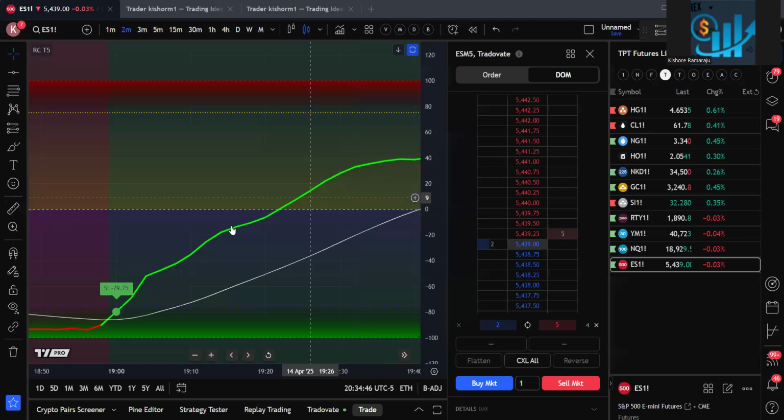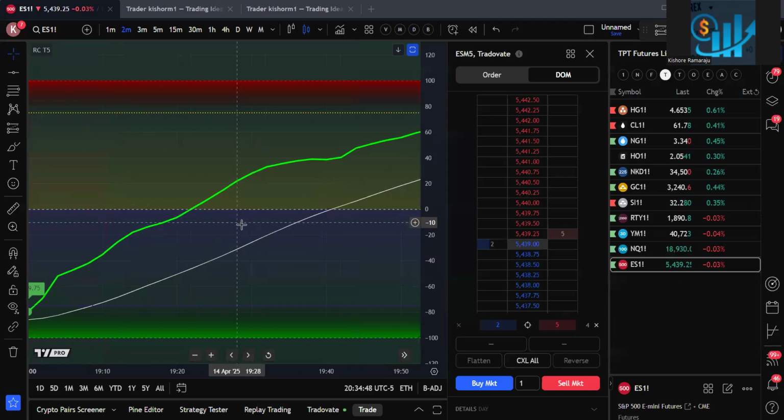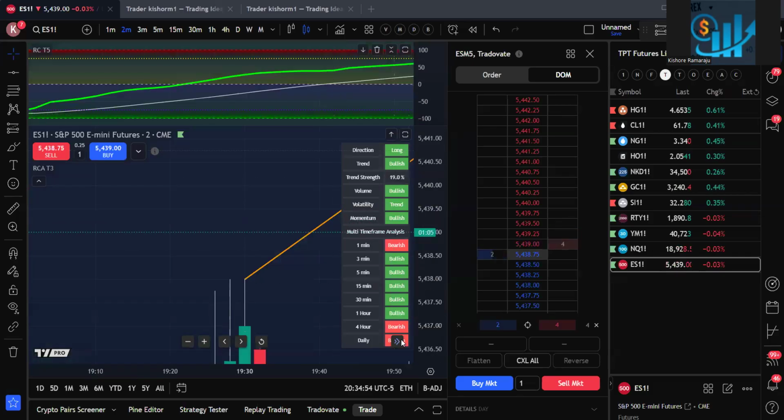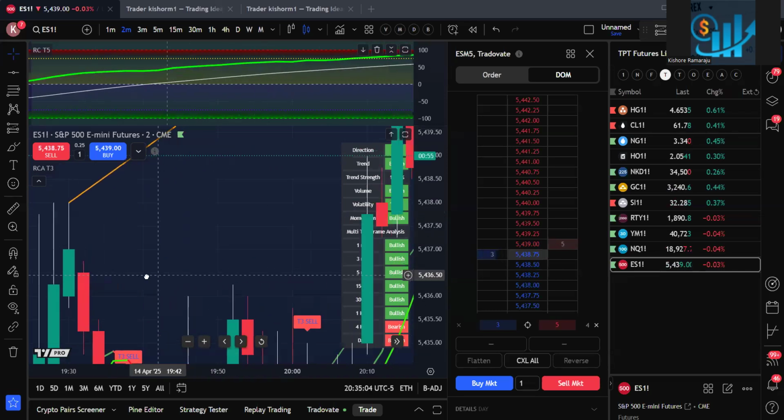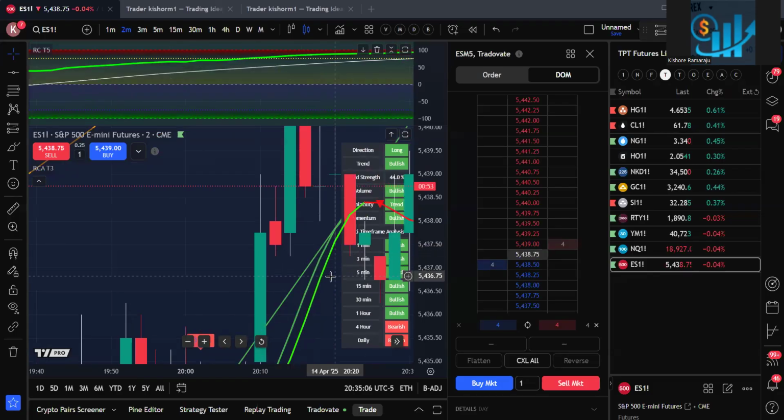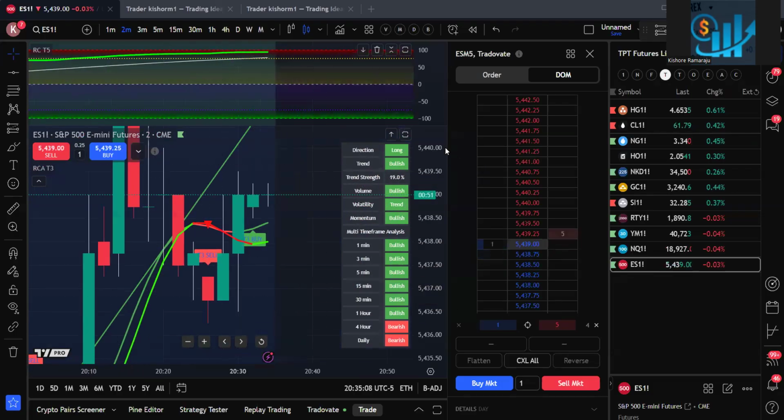What first thing we saw is which one has a nice gap. We saw that ES has a nice gap. Second thing we saw is the direction is good, trend is good, volume, volatility, everything was matching. 1, 3, 5, 15, 30, everything was bullish. So that's a perfect opportunity. It takes just 1, 2 minutes for us to see which one is matching with everything. This is matched. We have buy, then this is matched.